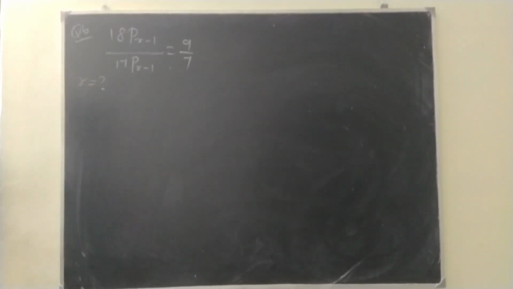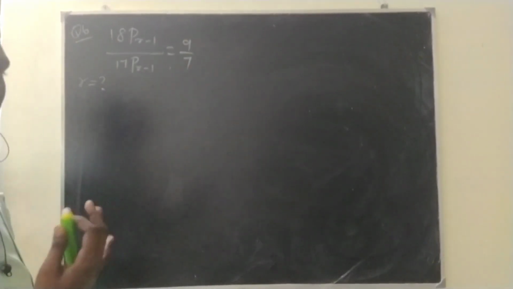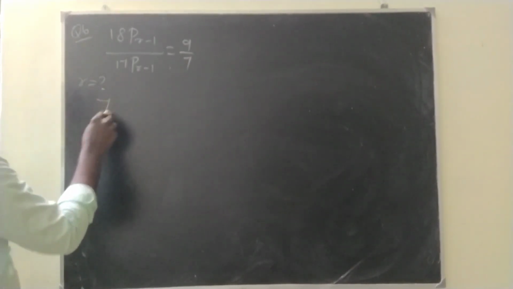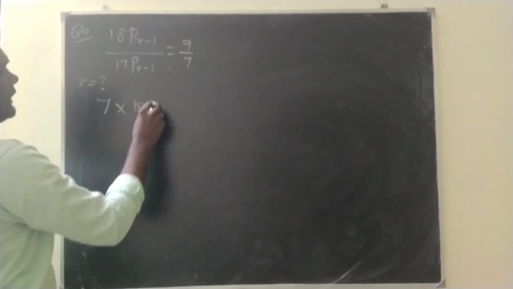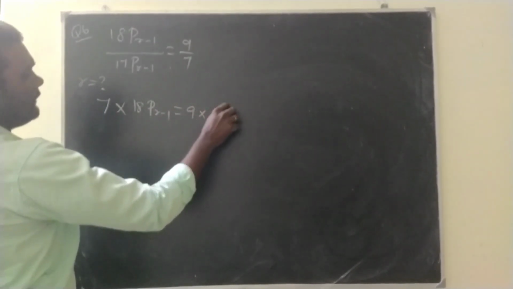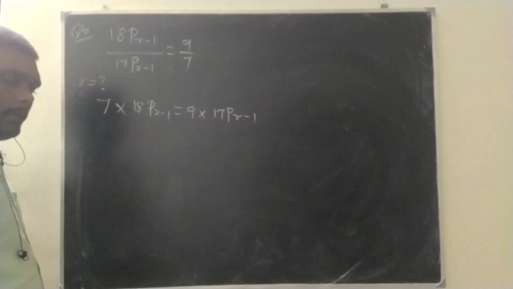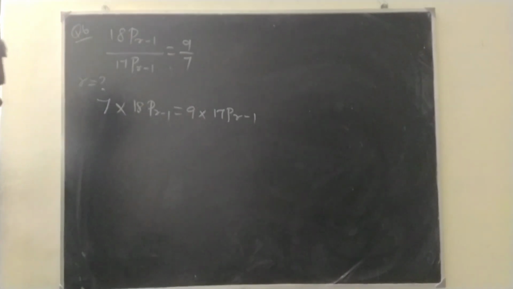Okay. 18P(r minus 1) is equal to 9? No, it does not work like that. We will take cross multiplication. I will tell you how to do. See, 7 into 18P(r minus 1) equals 9 into 17P(r minus 1). Are you following?